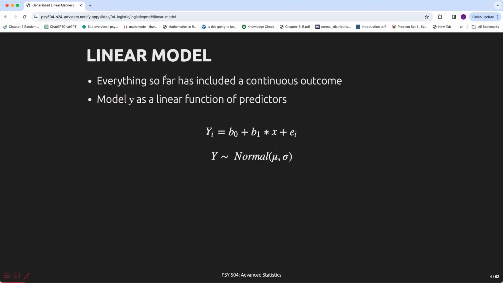Everything that we've done thus far has included a continuous outcome variable. In Psych 503, we exclusively used continuous outcomes, and even in the few weeks that we've been in this class, we've used continuous outcomes. What we've generally done is model that outcome as a linear function of the predictors using our beloved linear model. So we have y equals b sub 0 plus b sub 1 x plus some error. An assumption of this linear model is that the y variable, the outcome variable, is normally distributed, with mu and sigma. Continuous outcomes make our life really simple. They're very easy to use and very easy to interpret.